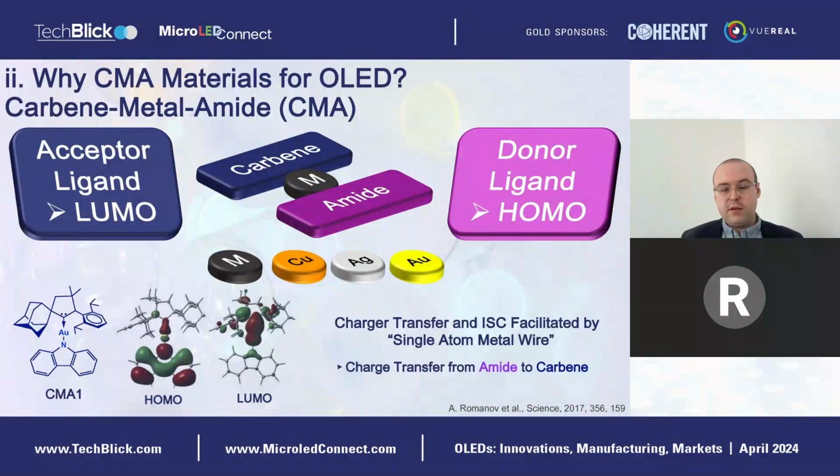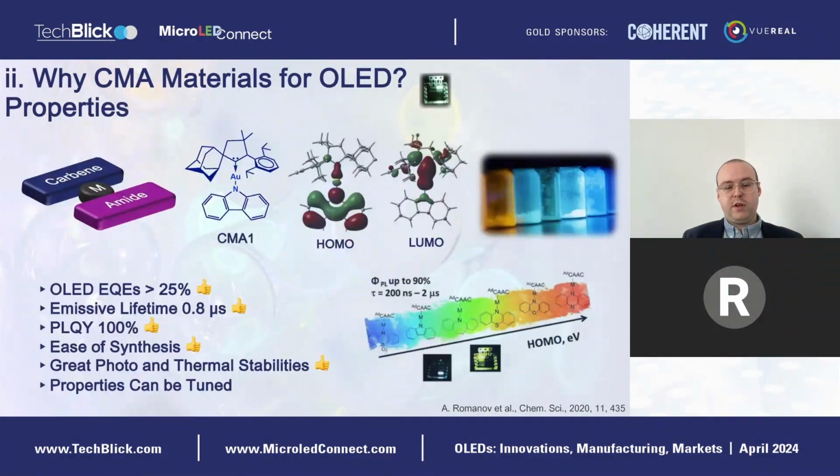Then these two ligands have a single metal atom that binds them together, and those metals can be copper, silver, or gold. I like to think of this metal atom as a single-atom metal wire. This is because the metal facilitates the charge transfer from the donor amide to the acceptor carbene ligand. And because we have metals, now we can get contribution from the spin-orbit coupling. And what does this lead to? This leads to fantastic photophysical properties.